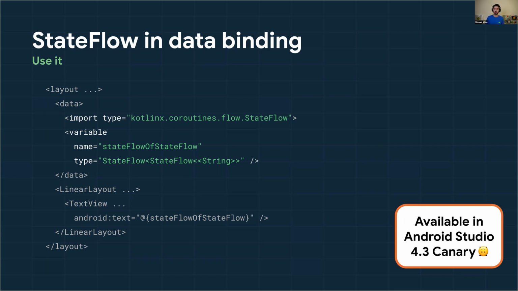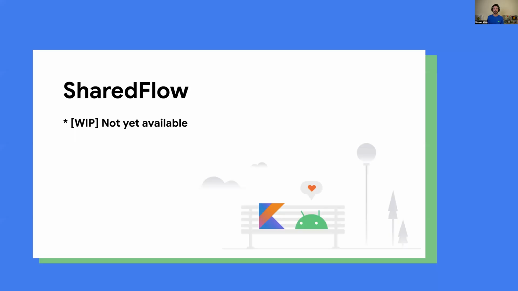Cool, I hope you enjoy the feature whenever it's available, and all the feedback that you have to give us is very welcome. The last topic I'm going to talk about today, and then we can move on to questions, is SharedFlow. SharedFlow is an API that is going to be available in coroutines in the future. So it is not available yet.